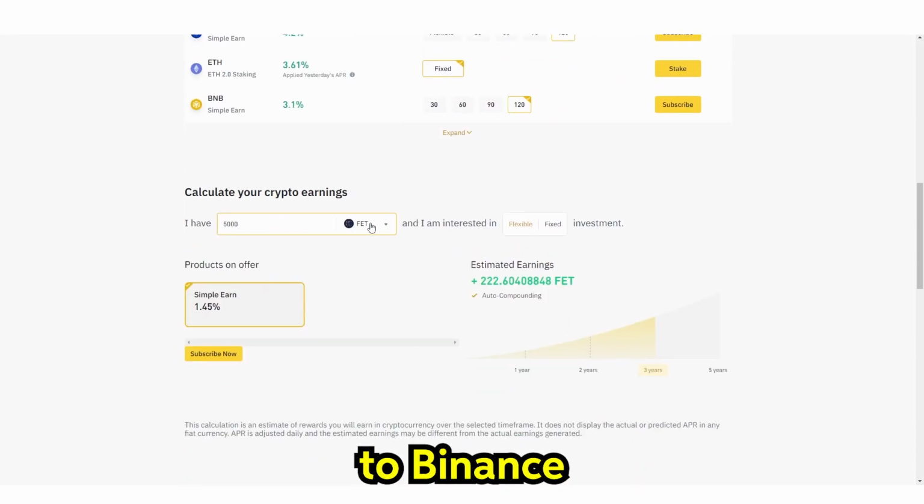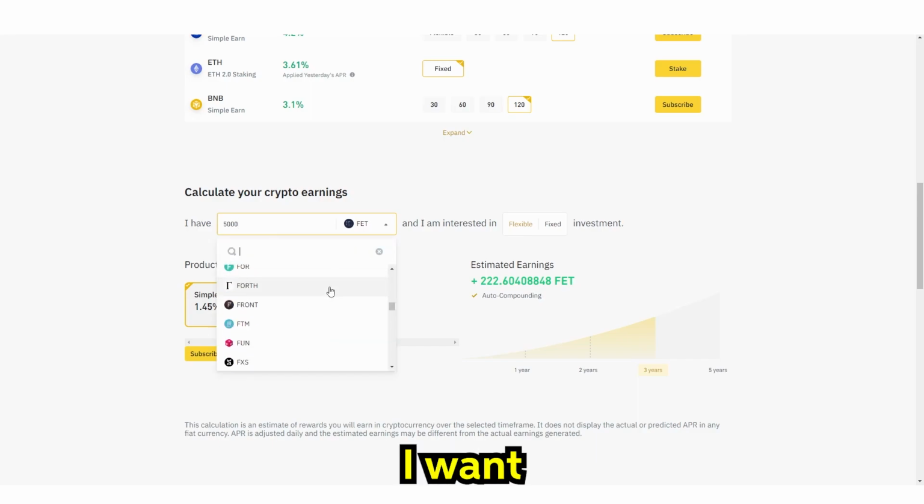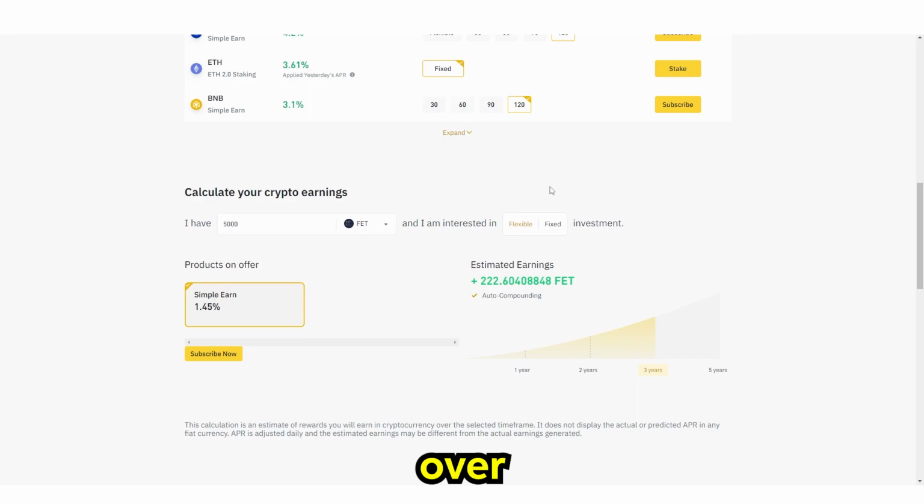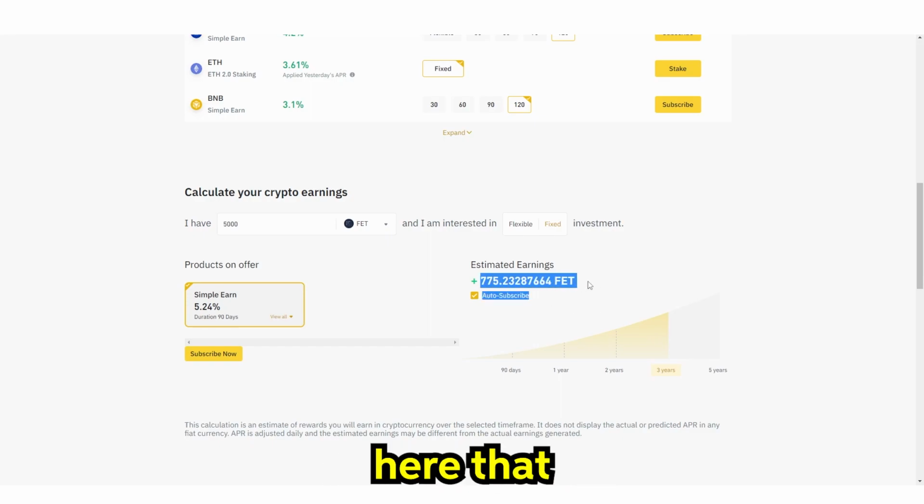And then I would go onto Binance, and I would use this where it says calculate your crypto earnings, see which coin I want, see if they have it on offer, and then I would hold that one over a long period of time. I would just make sure that it auto subscribes, and then over a long period of time, you can see my estimated earnings. It shows my earnings in the actual coin and not in a US dollar amount, because it would be impossible for them to give back those tokens.